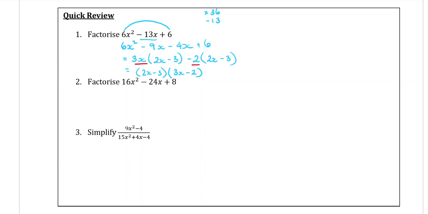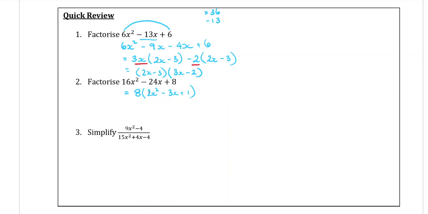In this next one, we have 16x squared minus 24x plus 8. Now, this question does have a little bit of an extra part to it. Before I start doing the technique that I did in question 1, I can see in this question that there is a common factor of 8 in all of those terms. So I'm going to factorise that out first because it will make my numbers much smaller and easier to manage. So that would be 8 bracket 2x squared minus 3x and a plus 1. So it is still non-monic because there is that 2 in front of the x squared.